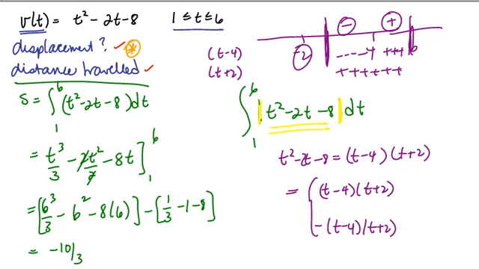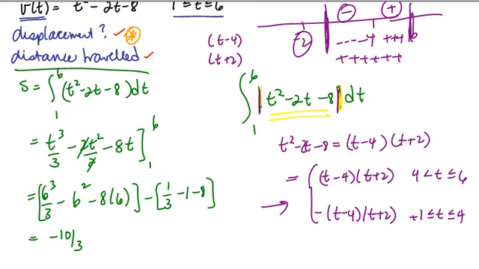So it's negative between 1 and 4. So this is going to be between 1 and 4. And it's going to be positive between 4 and 6. So here I've written this absolute value as a piecewise function, and I'm going to now do the integral of that. So I think I need a new page.